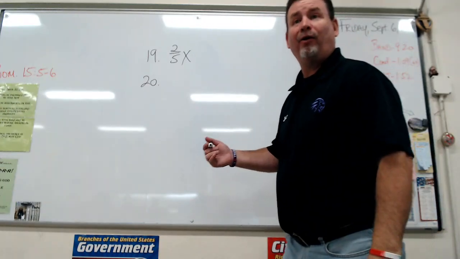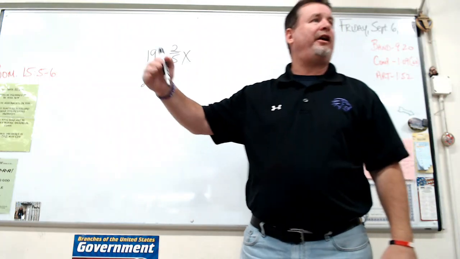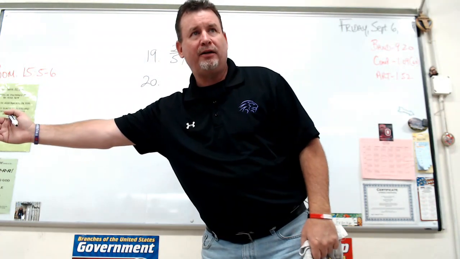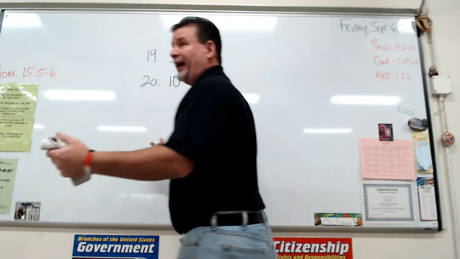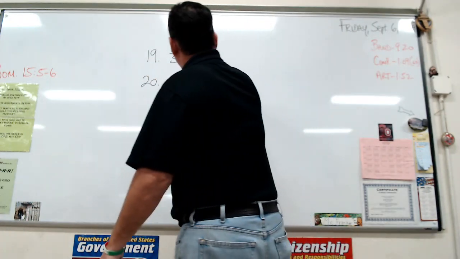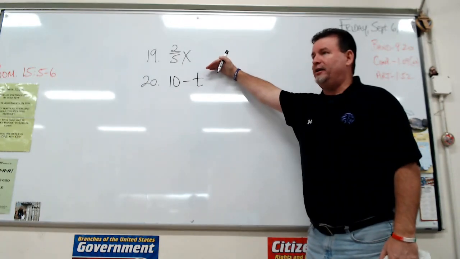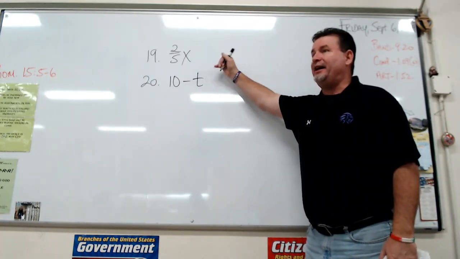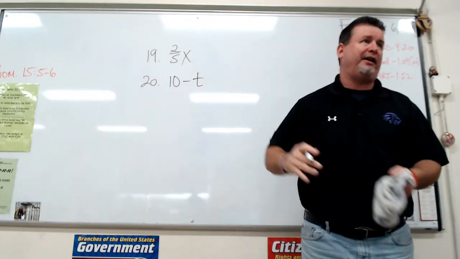And now we're going to read it again. Ready? A number subtracted from 10. What's the number? You can pick X, you can pick T. You get it? They're not the same thing. T minus 10 is 10 subtracted from a number. Say amen if you get that.